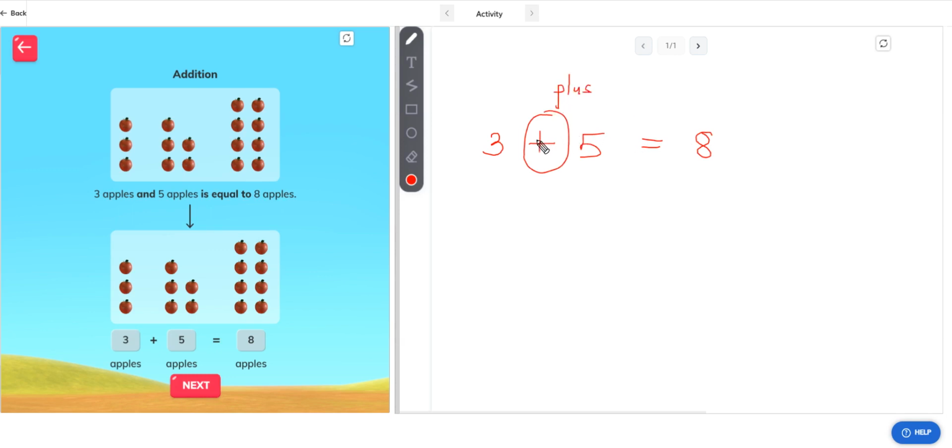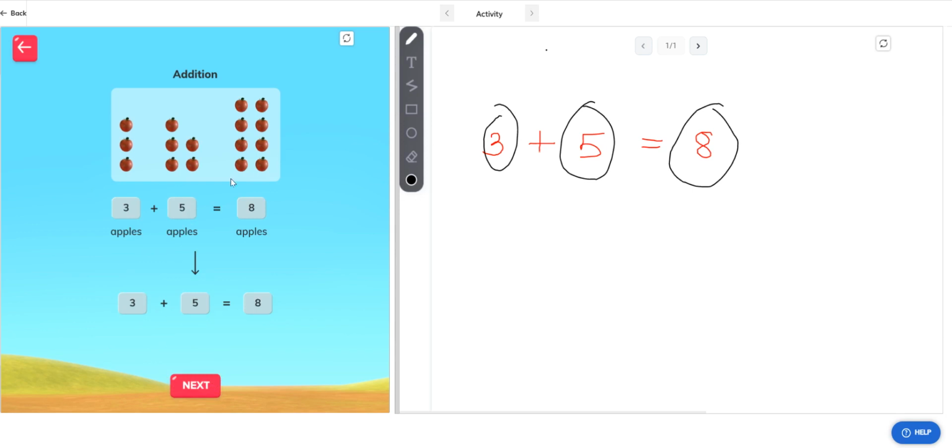And it doesn't matter if we are adding apples or any other objects, okay? Say for example, instead of the picture of apples, if mangoes or pencils or anything else were given to me, if it was 3 and 5, it would always add up to 8, okay? So let's move to the next screen. This is 3 plus 5 equals 8.